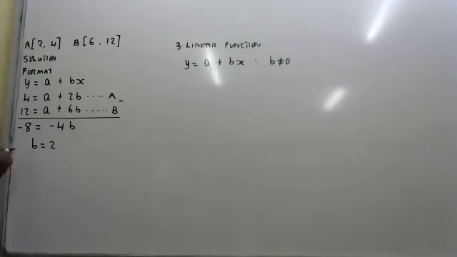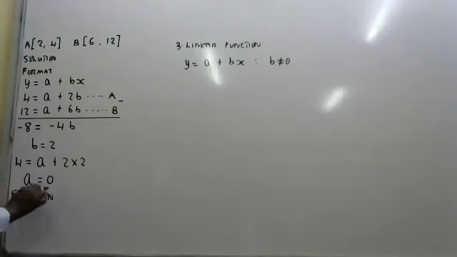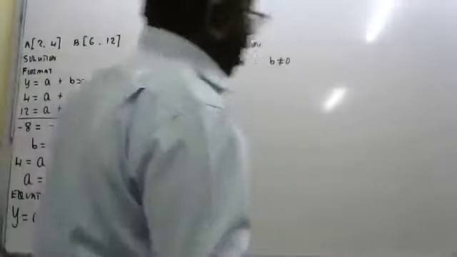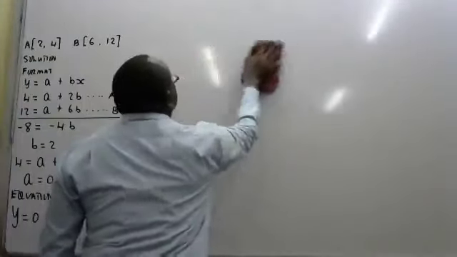And if b is equal to 2, then you say 4 is equal to a plus 2 times 2. So that tells you that a should be equal to 0. So the equation is y is equal to 0 plus 2x.